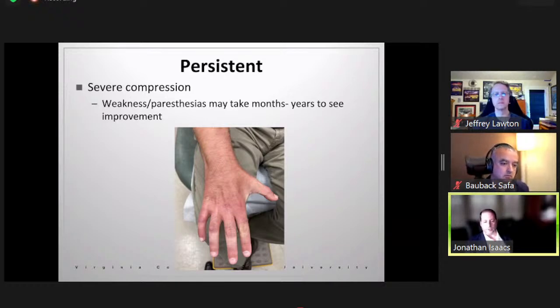And then we have the patients that are going to come in at the 3-month follow-up and they say, I just don't feel better. My fingers are still tingling. I still have all of this weakness.